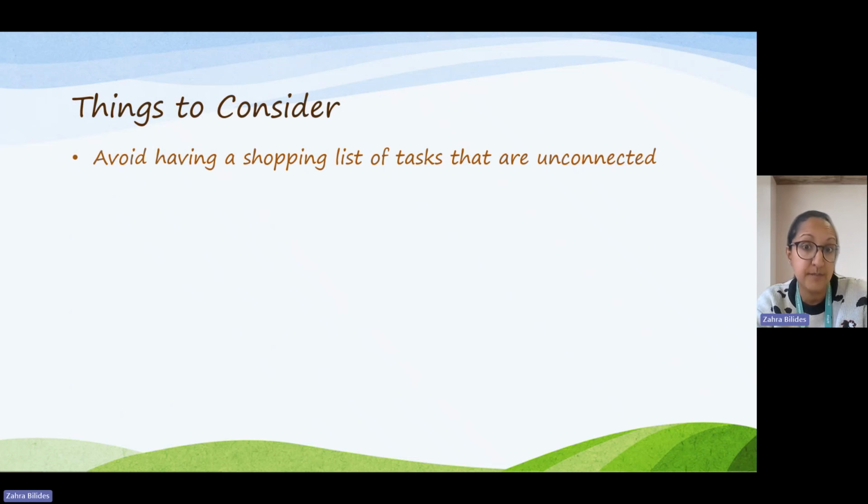Some things to consider are you do need to avoid having a shopping list of tasks that aren't really connected, which a lot of people do seem to do. A lot of teachers feel that, oh, I need to get this done, and this done, and just kind of put them in.